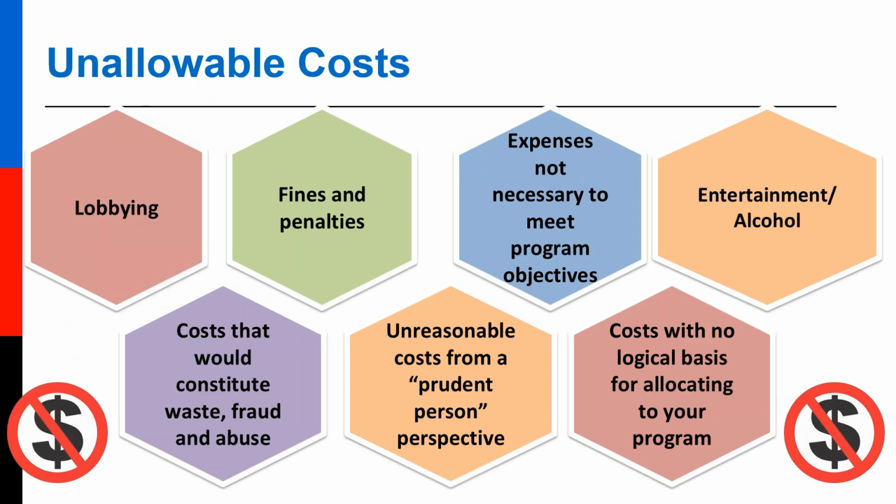Within both of these cost types, there exist costs that are both allowable and unallowable. So as in any federal program, there are unallowable costs, and these unallowable costs are outlined more completely in the OMB cost principles, but here are a few of them. Lobbying, fines and penalties, expenses not necessary to meet program objectives, entertainment and alcohol, costs that would constitute waste, fraud, and abuse, unreasonable costs from a prudent person perspective, and costs with no logical basis for allocating to your program.